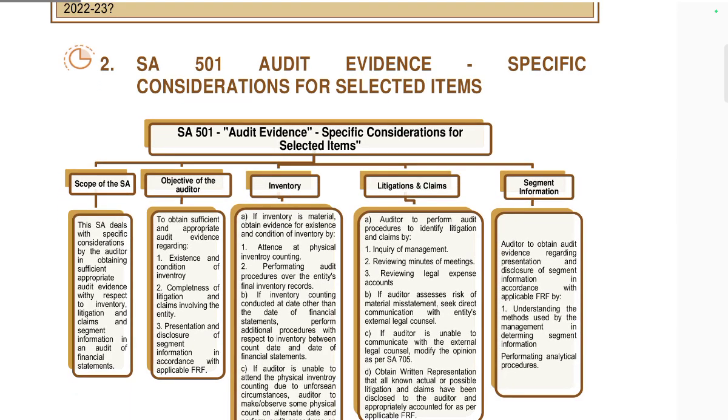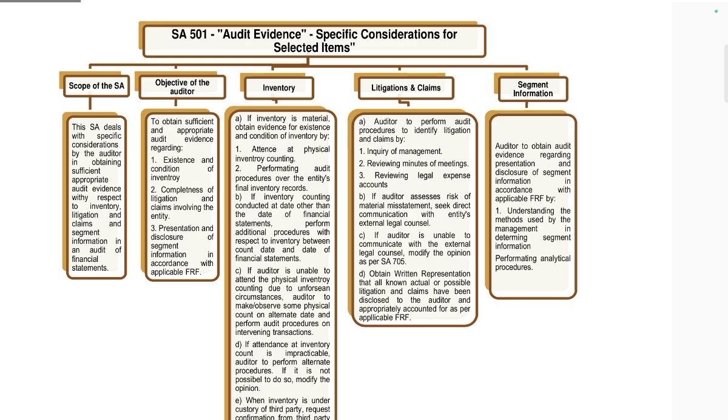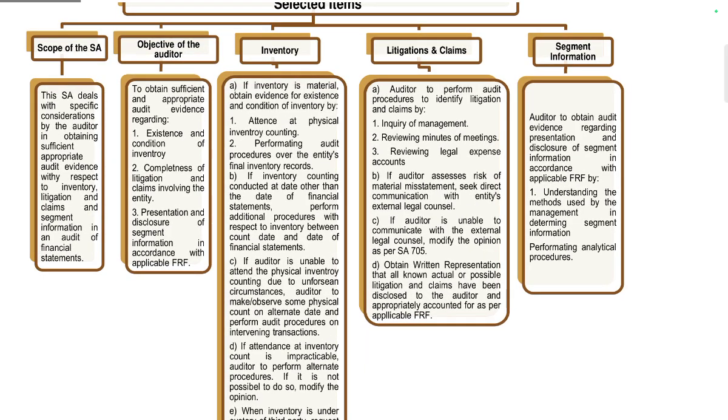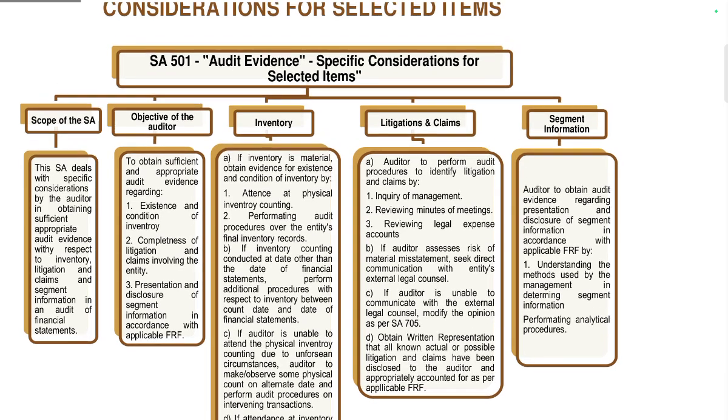SA 501, Audit Evidence: Specific Considerations for Selected Items. SA 501 deals with specific considerations for the auditor in obtaining sufficient appropriate audit evidence with respect to inventory, litigation and claims, and segment information in an audit of financial statements. Objective of the auditor: to obtain sufficient appropriate audit evidence regarding the existence and condition of inventory, completeness of litigation and claims involving the entity, and presentation and disclosure of segment information in accordance with the applicable financial reporting framework.